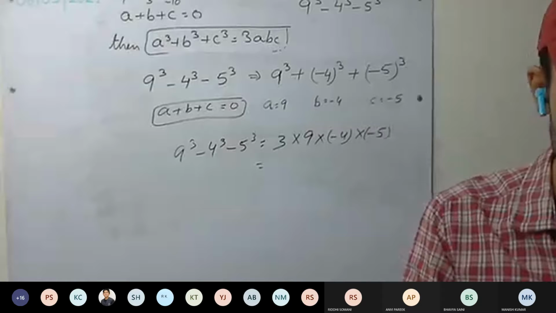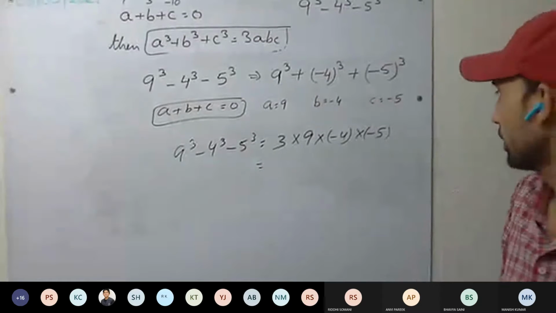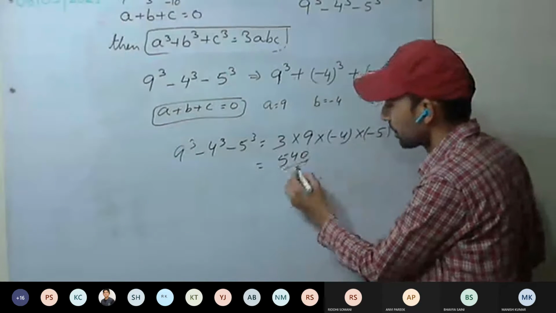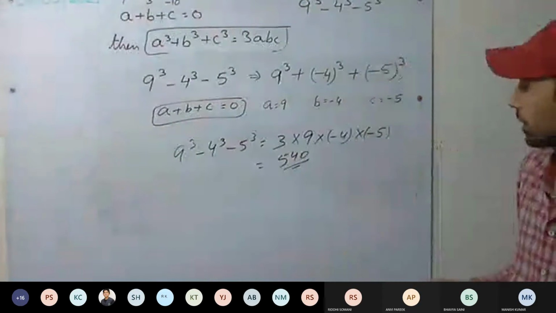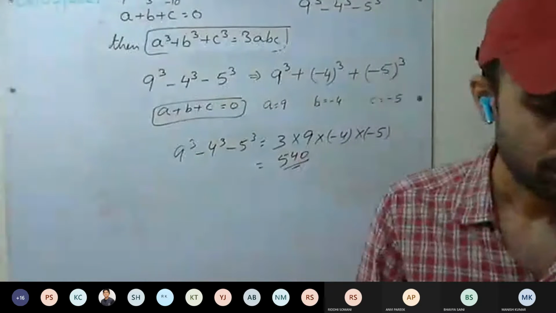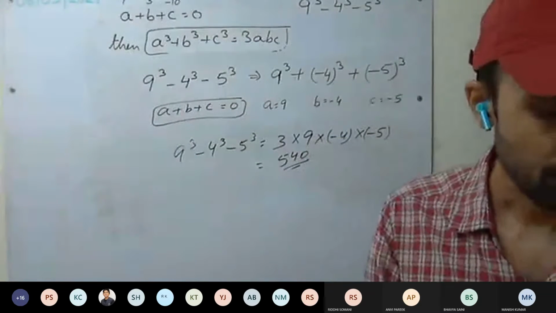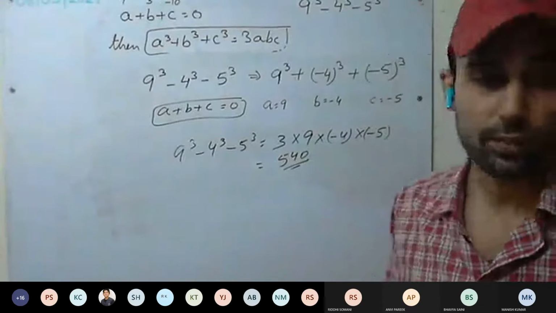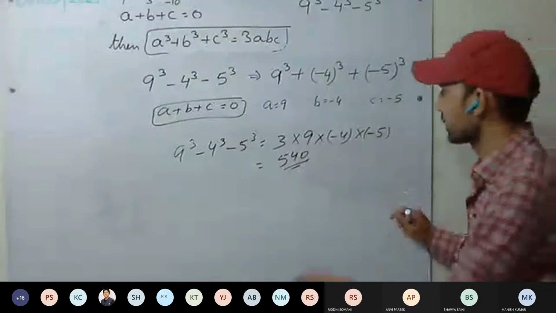How much have you got? Calculate and tell. 540. 540. Anyone who hasn't understood? If yes, then start doing the 7th question yourself. You have 2 minutes.